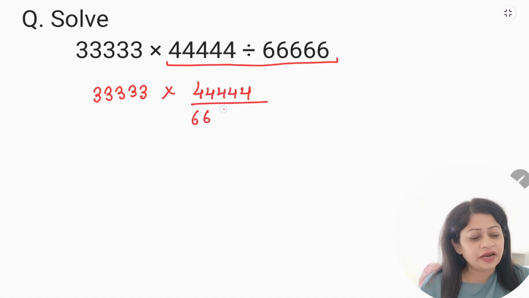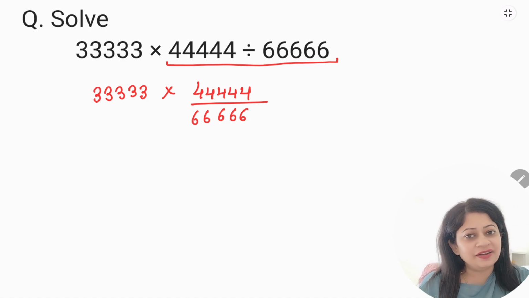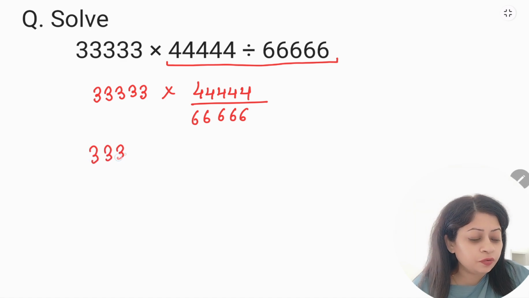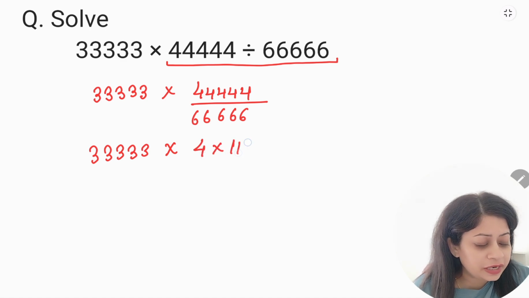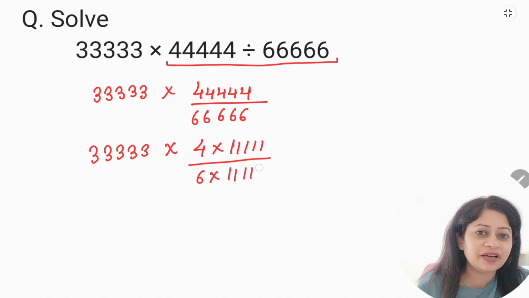66,666, right? Now I can actually observe a pattern here again. We try to observe things in every question. So what will I do? Instead of this, I would write here 4 times 11,111 and 6 times 11,111. Now our question became actually simpler.